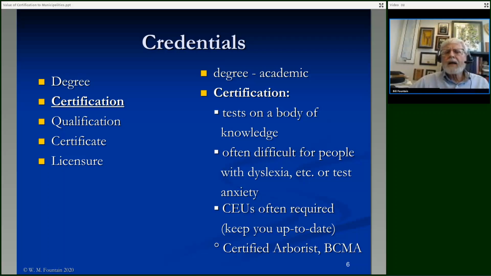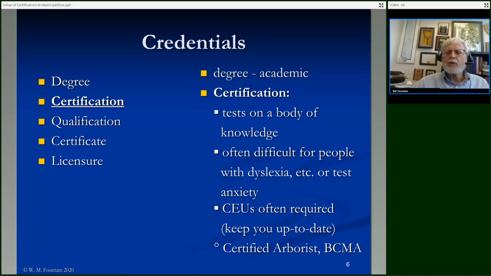The downside of a certification written exam is that this is oftentimes difficult for people who have been out of a classroom for a long period of time, people who may have some type of a learning disability, and dyslexia is one of these. It's very prevalent in our profession. And somebody that may have test anxiety, which does not mean that they don't know the material, they're just nervous.